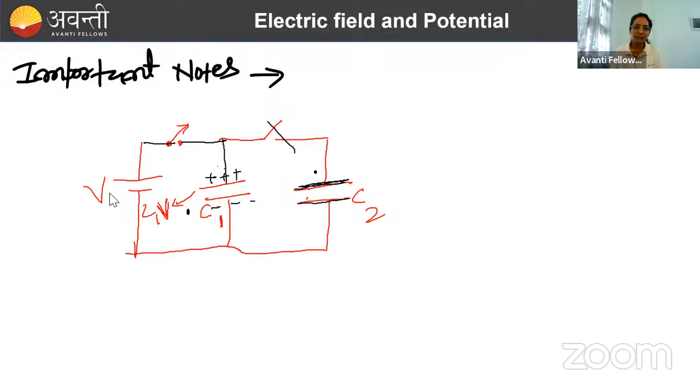So what will happen? Charge will flow from here to here, from high potential to low potential. And from here to here, it was initially having zero charge. So high potential to low potential charge is flowing. So positive charge is going to come here. And this was having low potential, negative charge.